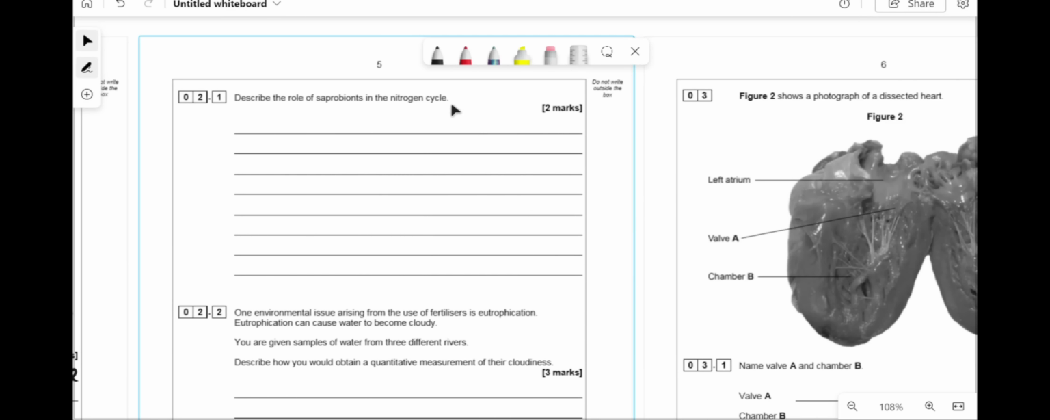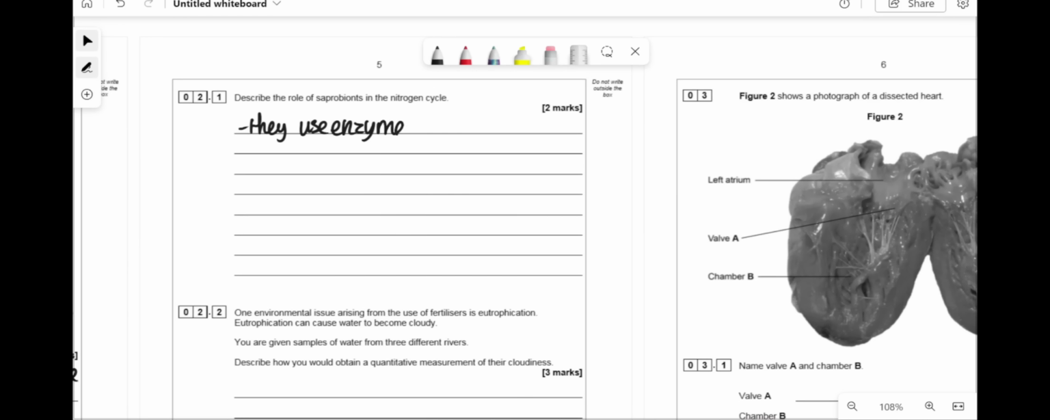Describe the role of saprobionts in the nitrogen cycle. So saprobionts, what they do is they return nutrients to a cycle. So things that animals don't eat, like poop, bones and so on. With these kinds of questions, you can't just say they release substances from waste products. You need to say what they actually break down and what the useful substance is. So what they do is they use enzymes to hydrolyze, and you could pick whatever: proteins, DNA, urea. So they hydrolyze proteins in dead or waste material.